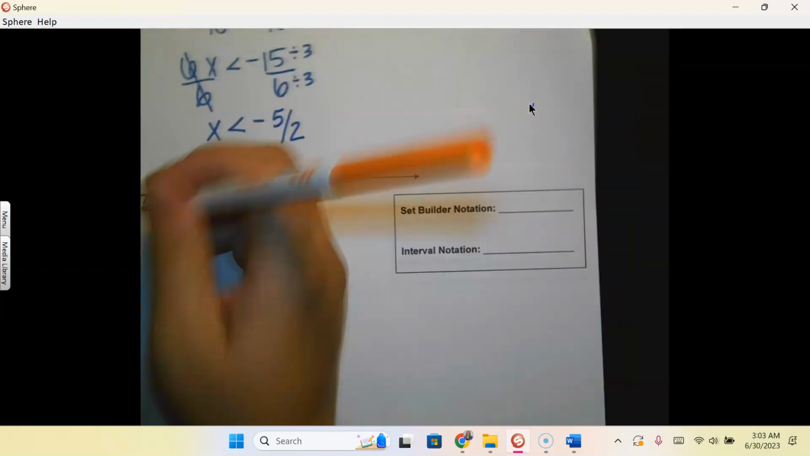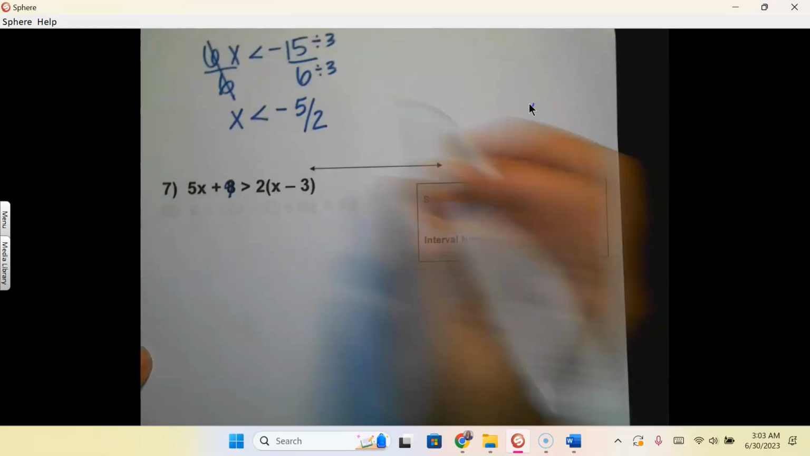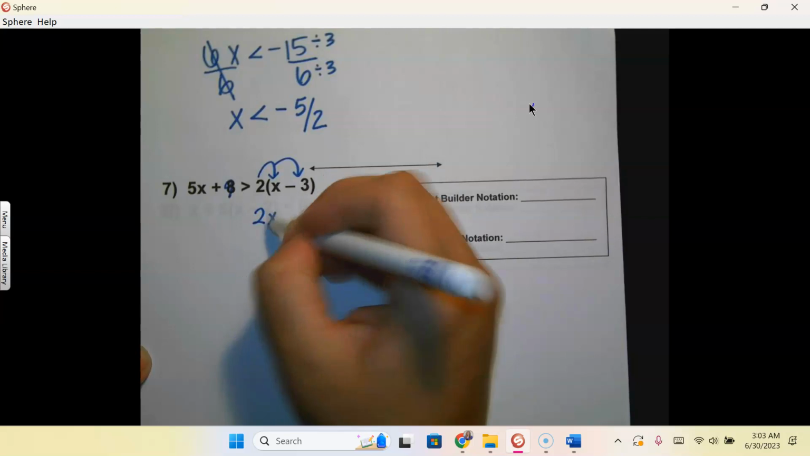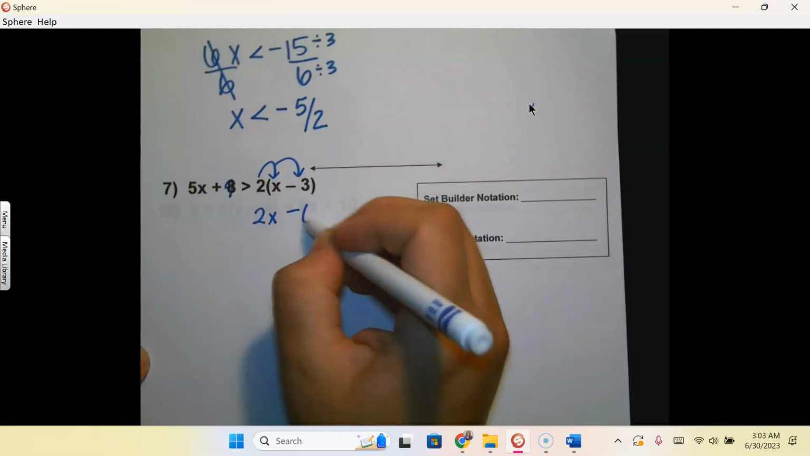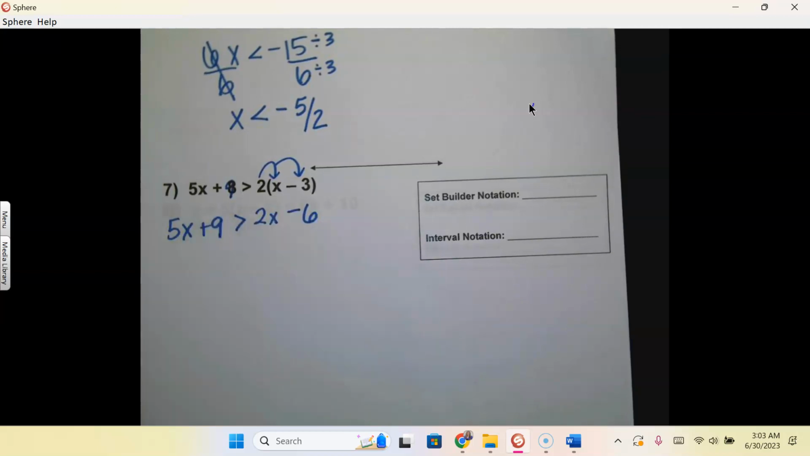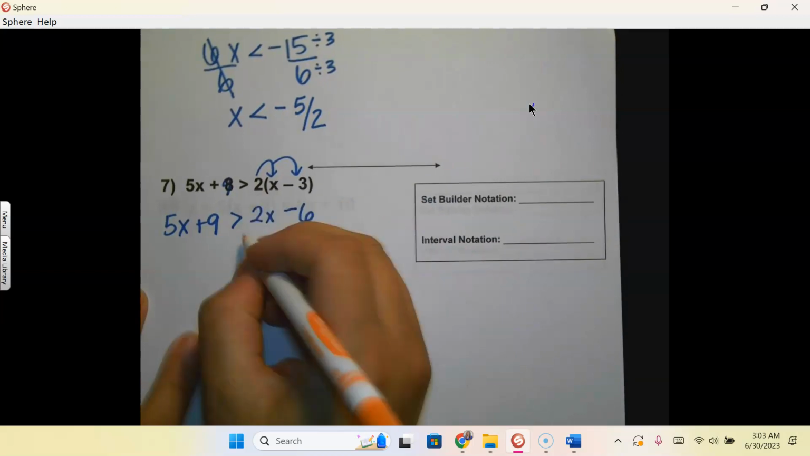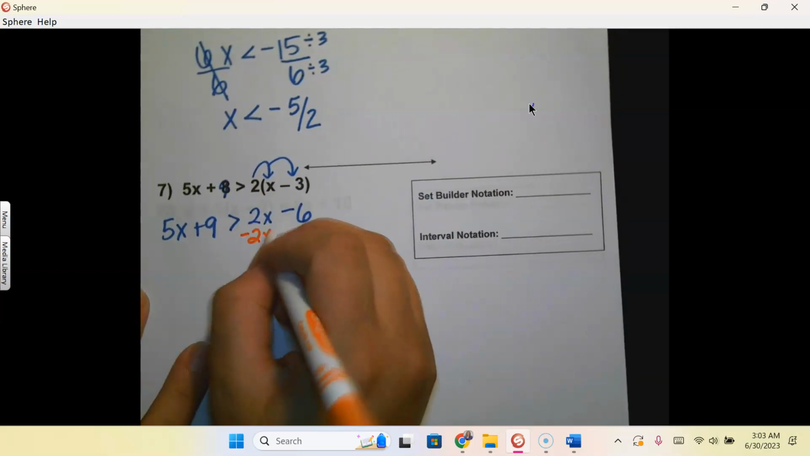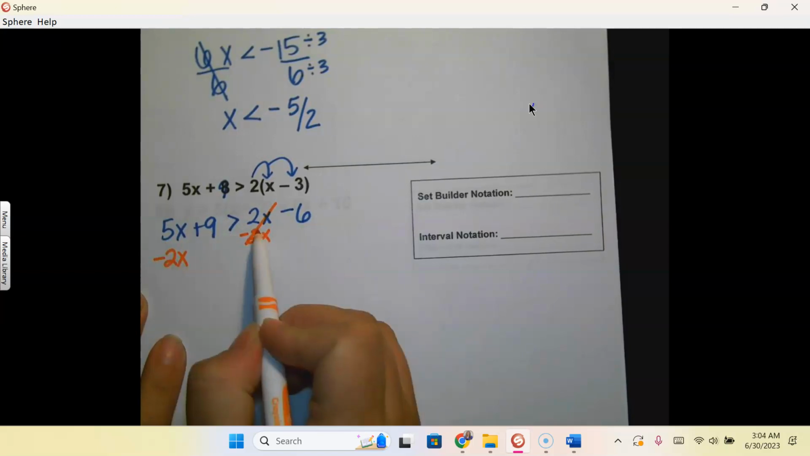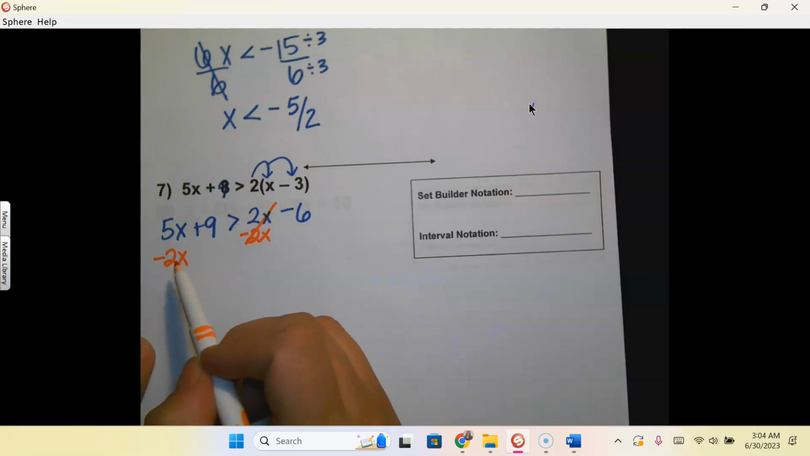Okay, so if we take a look at number 7, the first step is to simplify, so we're going to distribute. So 2 times x, 2 times negative 3 is negative 6. And then we want to get the variable all by itself, and the problem is there's more than one. So I'm going to go ahead and get rid of 1. I'm going to go ahead and do minus 2x. So again, you could have done minus 5x, but I like to have the variable first. Totally optional.